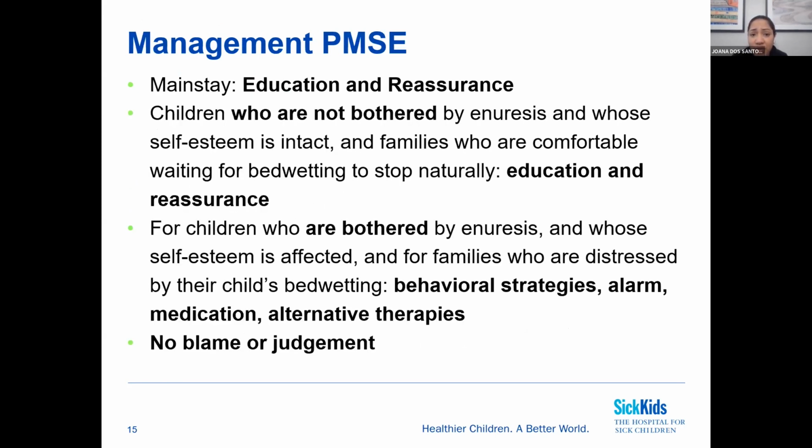For the management of primary monosymptomatic enuresis, the mainstay is education and reassurance, knowing that it will go away over time, we just don't know when. So if the child is not bothered by the enuresis, this may be the recommended initial approach: education, reassurance, and some behavioral changes. But if the child is bothered by it, regardless of the age, if self-esteem is affected, and for families who are distressed by bedwetting, then behavior strategies, the bedwetting alarm, medication, and alternative therapies should be discussed, and always with no blame or judgment.